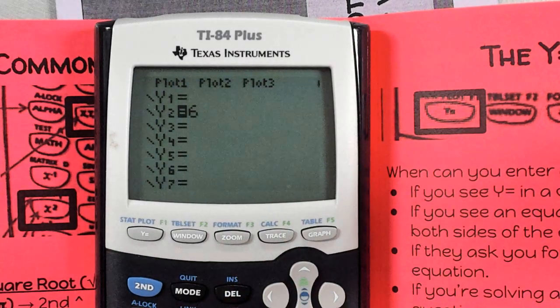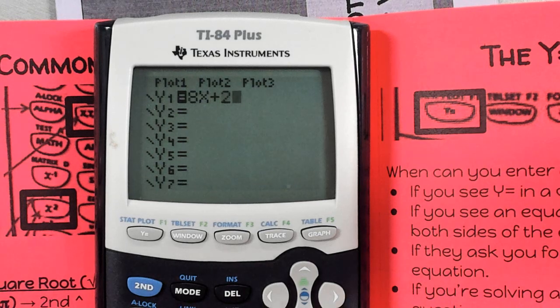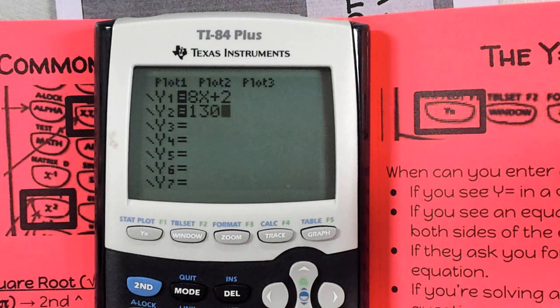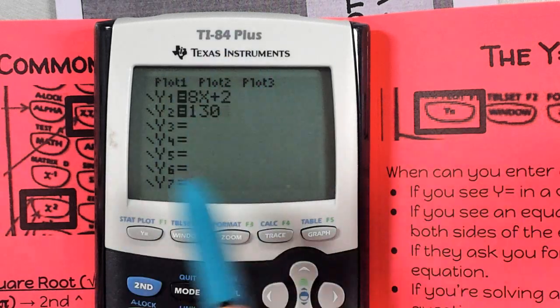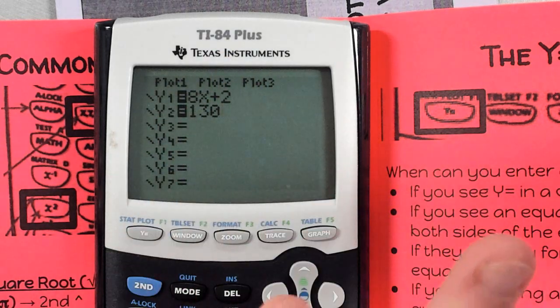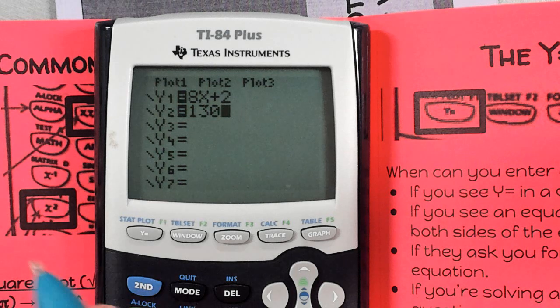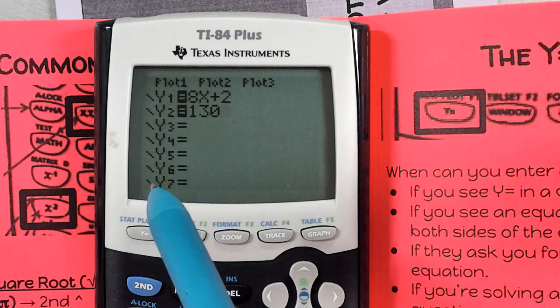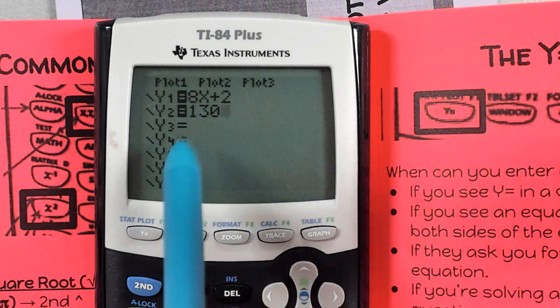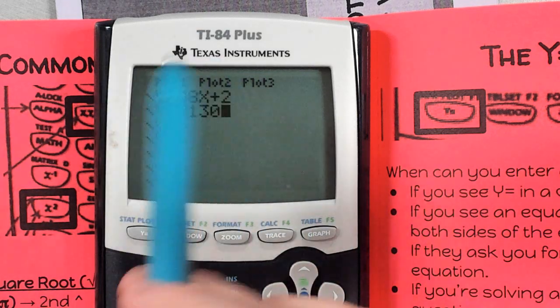So if they give me 8x plus 2 equals 130, this is where I'm going to put it. Right now this is maybe not so necessary, but when we start doing variables on both sides, and more complicated equation families, this is going to be really important. So this is where we enter the graphs.